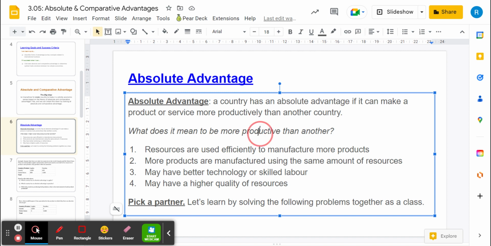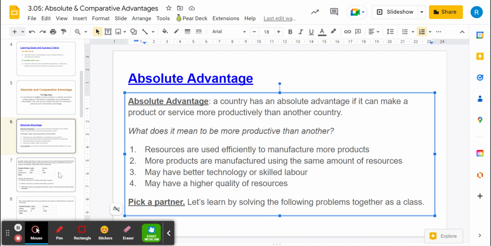What do we mean by productivity? What does it mean for one country to be more productive than another? Maybe they use their resources more efficiently to manufacture a product. Maybe if they use the same amount of resources as another country, one country is able to make more of it. Maybe there's a technology advantage. Maybe there's a labor skill advantage. Maybe there's a resource advantage. Maybe there's a higher quality of resource that allows them to make more of that product.